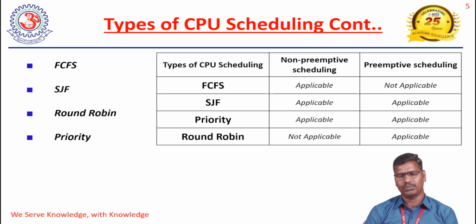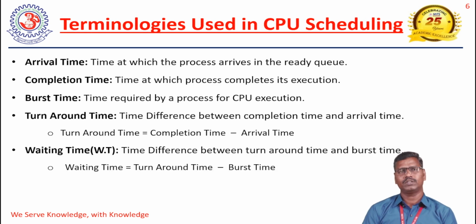The fourth one is round robin. It is not applicable for non-preemptive scheduling, because it is based on the time quantum: once the time quantum is reached, a new process arrives. So round robin is applicable only in preemptive scheduling.